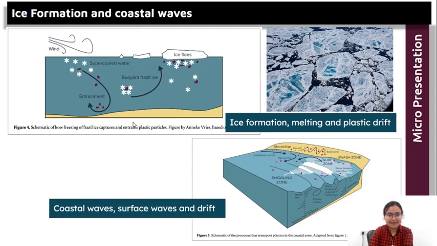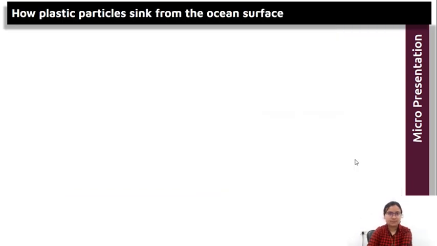So here is another phenomenon: how the coastal waves, surface waves and the drift can help in the plastic transport to the beaches. So this is the uprush of the waves, and this is the backrush, when the wave goes back into the ocean. In this manner, more and more plastic materials get accumulated on the beach and also in the estuaries.